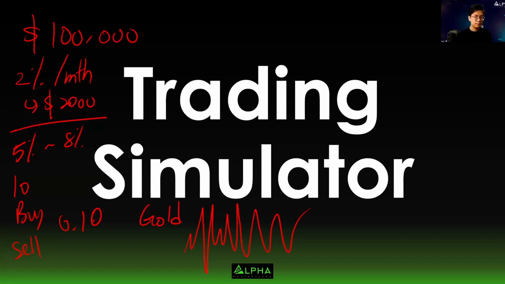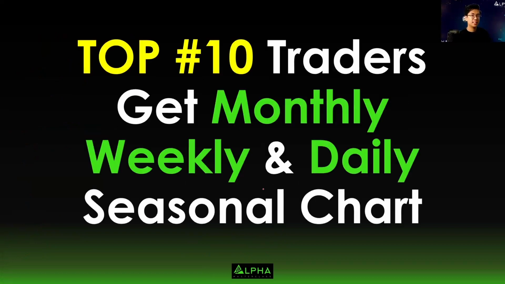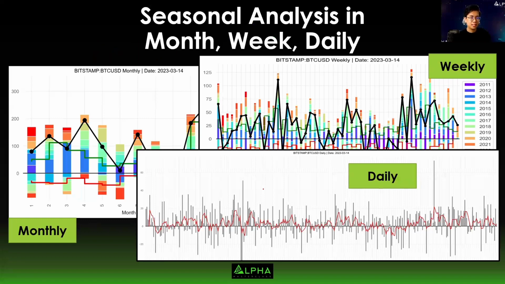Okay, now same thing. We have a goal here. If you would like to aim for the best trading, we will always aim for the highest ROI and with the lowest drawdown. Okay, but for those that are in the top 10 traders, I will provide you with our internal research on the monthly, weekly, and daily seasonal charts, which look something like this. So you will have an ability to know exactly which month will be good to go up, which month will be good to go down.